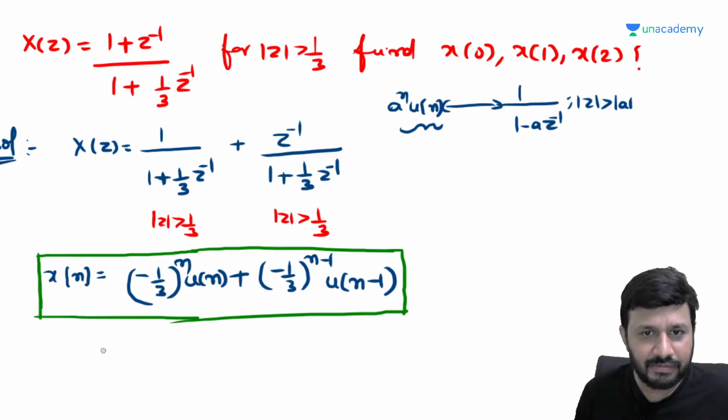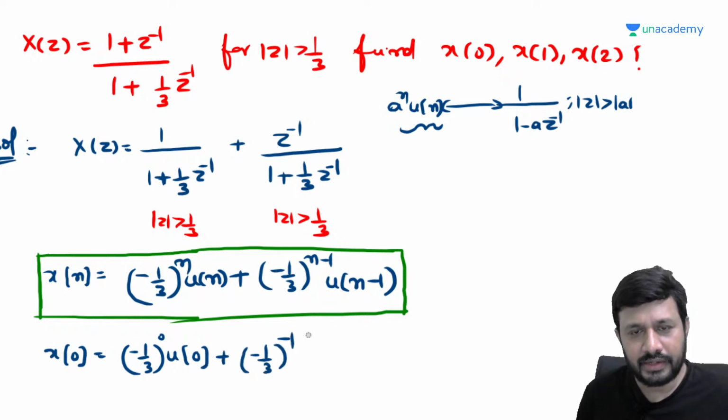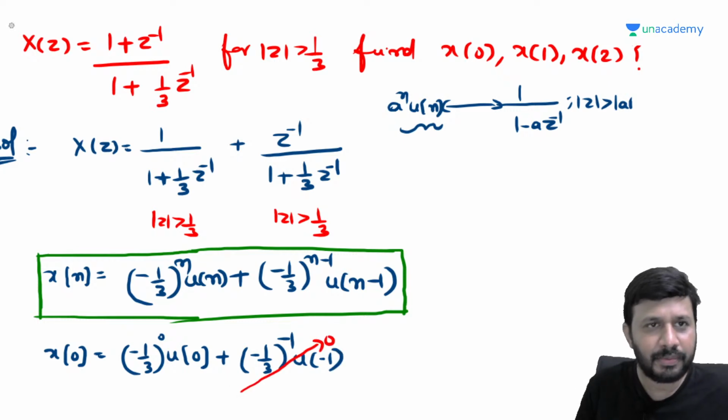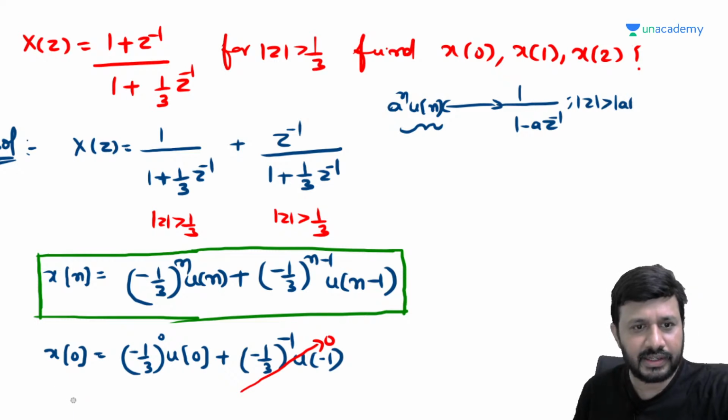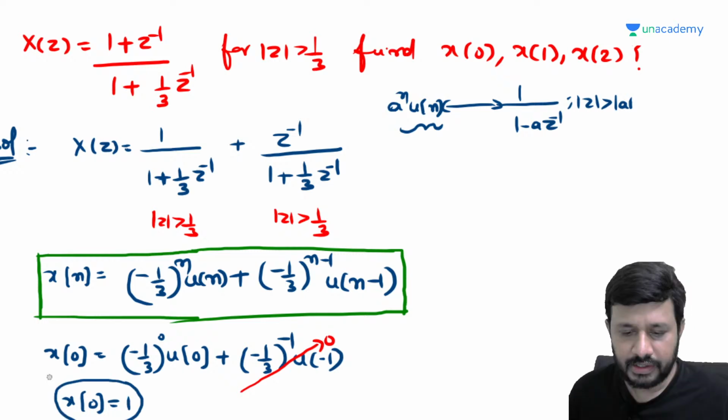What does x of 0 mean? Substitute the value of n to be 0. Minus 1 by 3 whole power 0 into u of 0 plus minus 1 by 3 whole power minus 1 into u of minus 1. U of minus 1 is anyway 0, so this will vanish. Anything to the power 0 is 1. So x of 0 is 1. If you get this in your exam, you are going to put a wrong answer. X of 0 is 1.